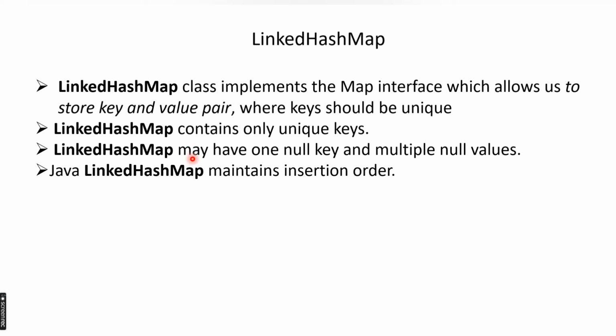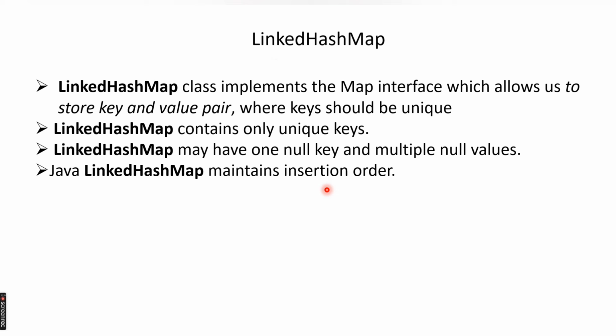In LinkedHashMap, we can have one null key and multiple null values. As duplicate values are allowed, we can have multiple null values, but we can have only one null key because keys should be unique. So all these properties were applicable to HashMap also. So what is the difference between HashMap and LinkedHashMap?